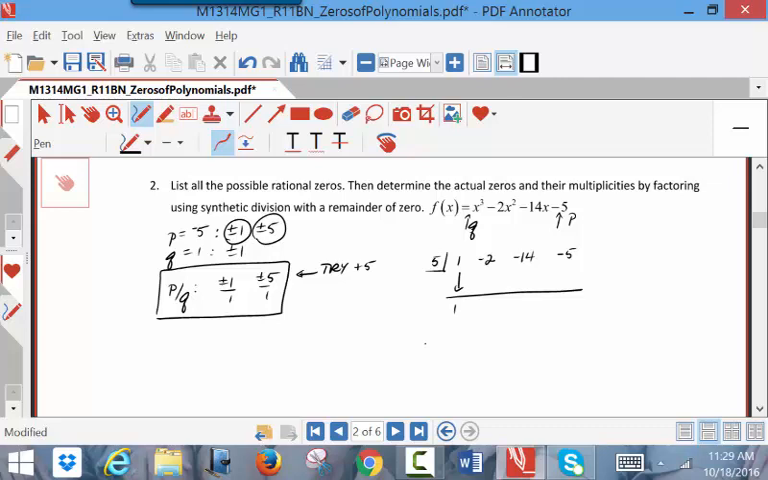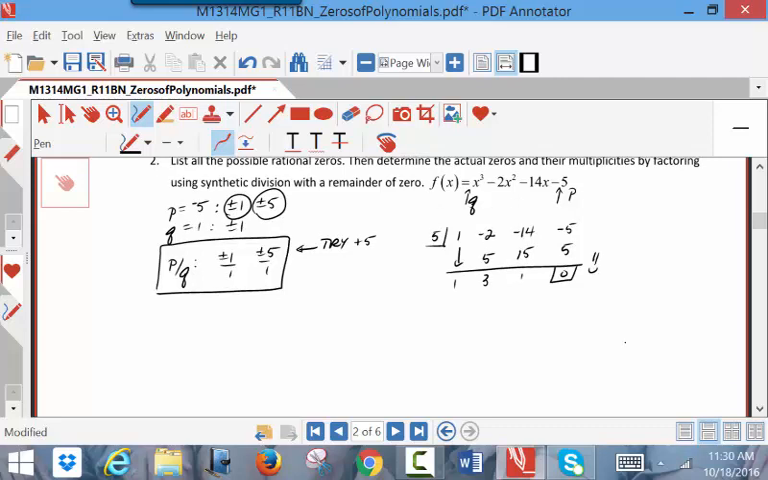So I drop the 1, multiply, add. 5 multiplied times 1 is 5, add the numbers in the column. 5 times 3 is 15, add the numbers in the column. 5 times 1 is 5. It worked. You may have had to try 3 or 4 times to get the number that worked, but that is the one that's going to work. So now I can factor. It was an x cubed function, so now this is x squared plus 3x plus 1. And I was using 5 as my zero, so this is x minus 5. This is my function almost completely factored. It is factored but not fully factored.